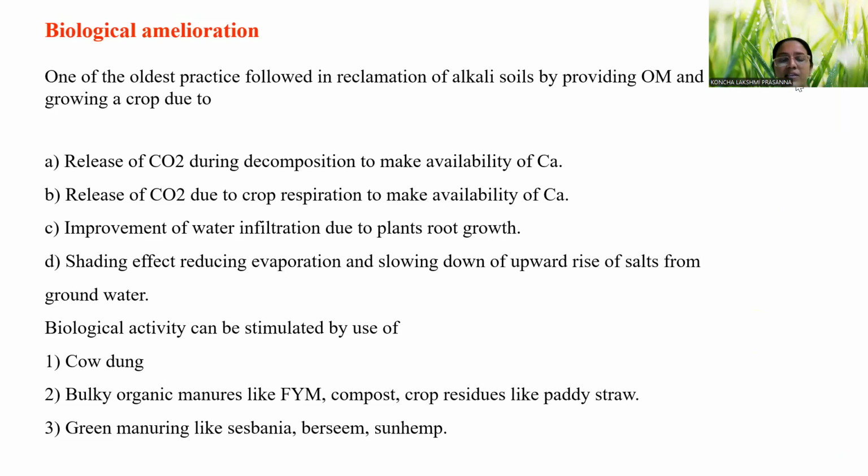Biological activity also stimulates the use of cow dung and bulky organic manures, which include FYM, compost, crop residues, and paddy straw, and green manures like sesbania, berseem, and sunhemp. So biological amelioration includes the reclamation of alkali soils by providing organic matter and by growing crops. Organic matter decomposition releases various organic acids and inorganic acids along with CO2. These acids help in the availability of various nutrients essential for plant growth.